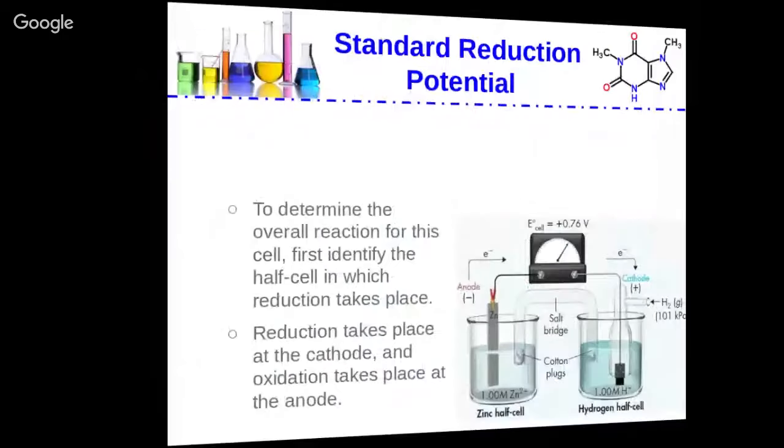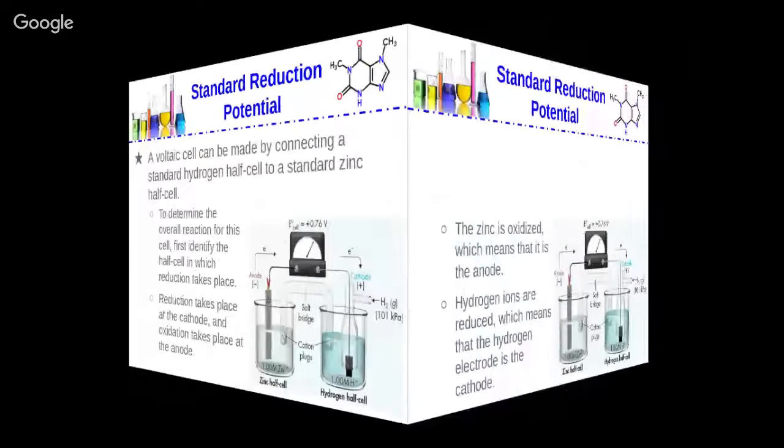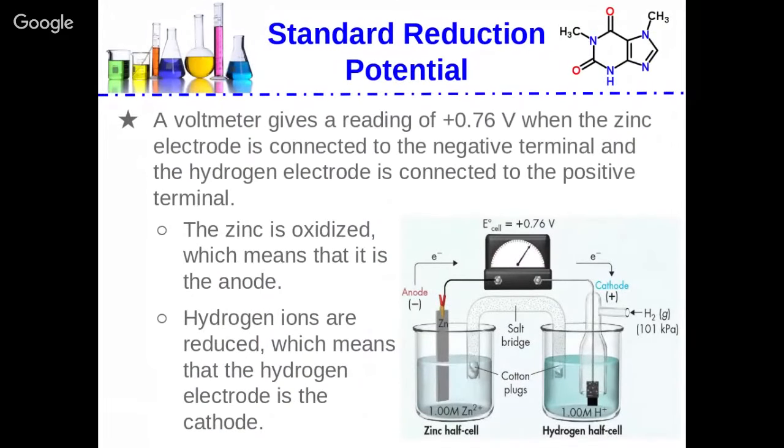So to determine the overall reaction for the cell, first identify the half cell in which reduction takes place. Reduction is going to take place at the cathode and oxidation is going to take place at the anode, remember. So a voltmeter gives a reading of positive 0.76 volts when the zinc electrode is connected to the negative terminal and the hydrogen electrode is connected to the positive terminal. The zinc is oxidized, which means it's at the anode. Hydrogen ions are reduced, which means that they are at the cathode.